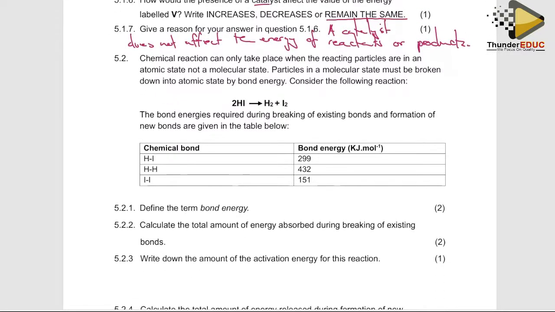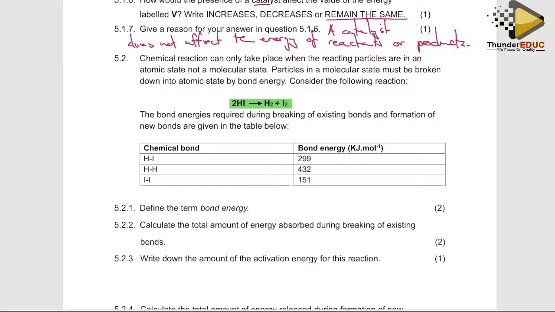Then 5.2 says the chemical reaction can only take place when the reacting particles are in the atomic state, not the molecular state, right? Particles in a molecular state must be broken down into the atomic state by bond energy. Then consider the following reaction: 2HI gives us H2 plus I2. The bond energies required during the breaking of existing bonds and the formation of new bonds are given in the table below. Now we're asked to define the term bond energy.